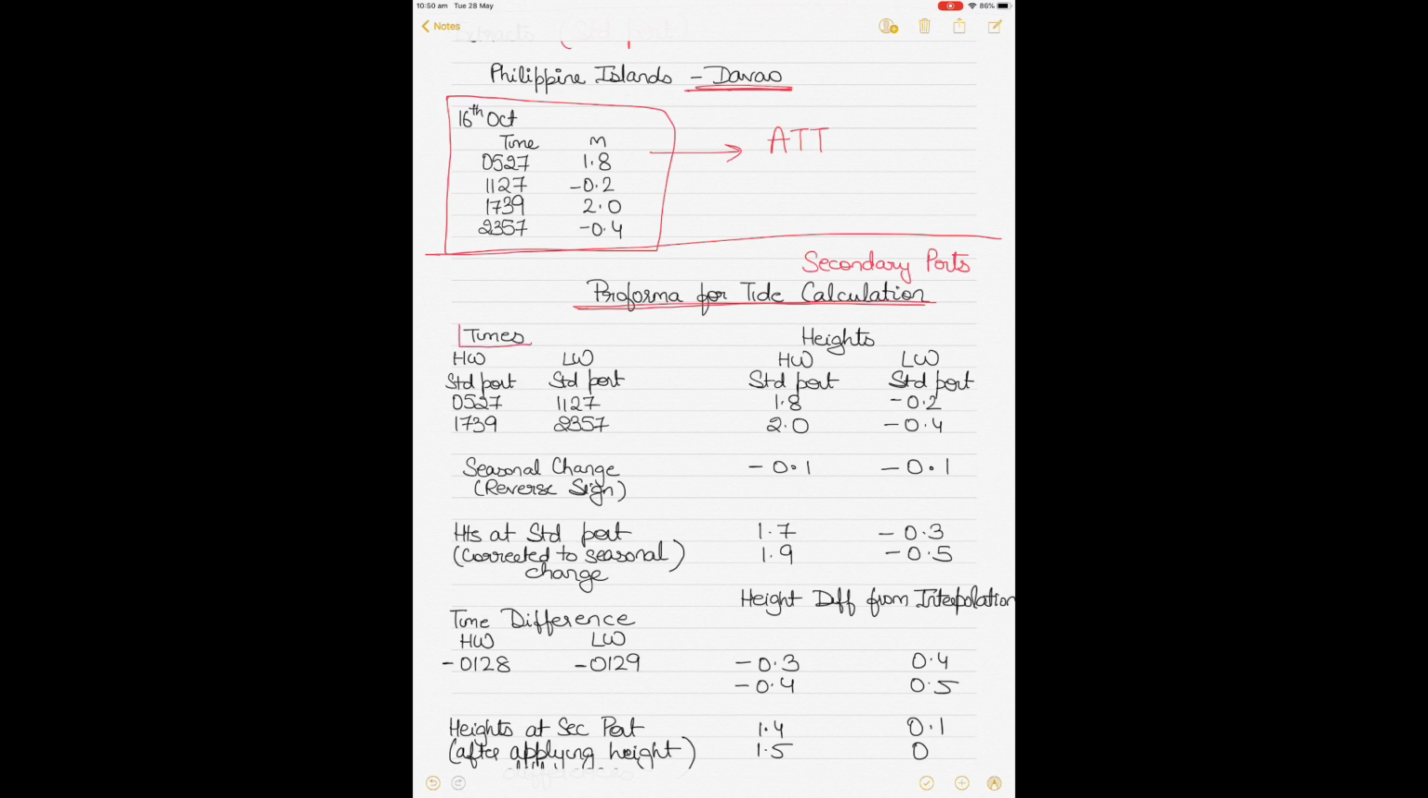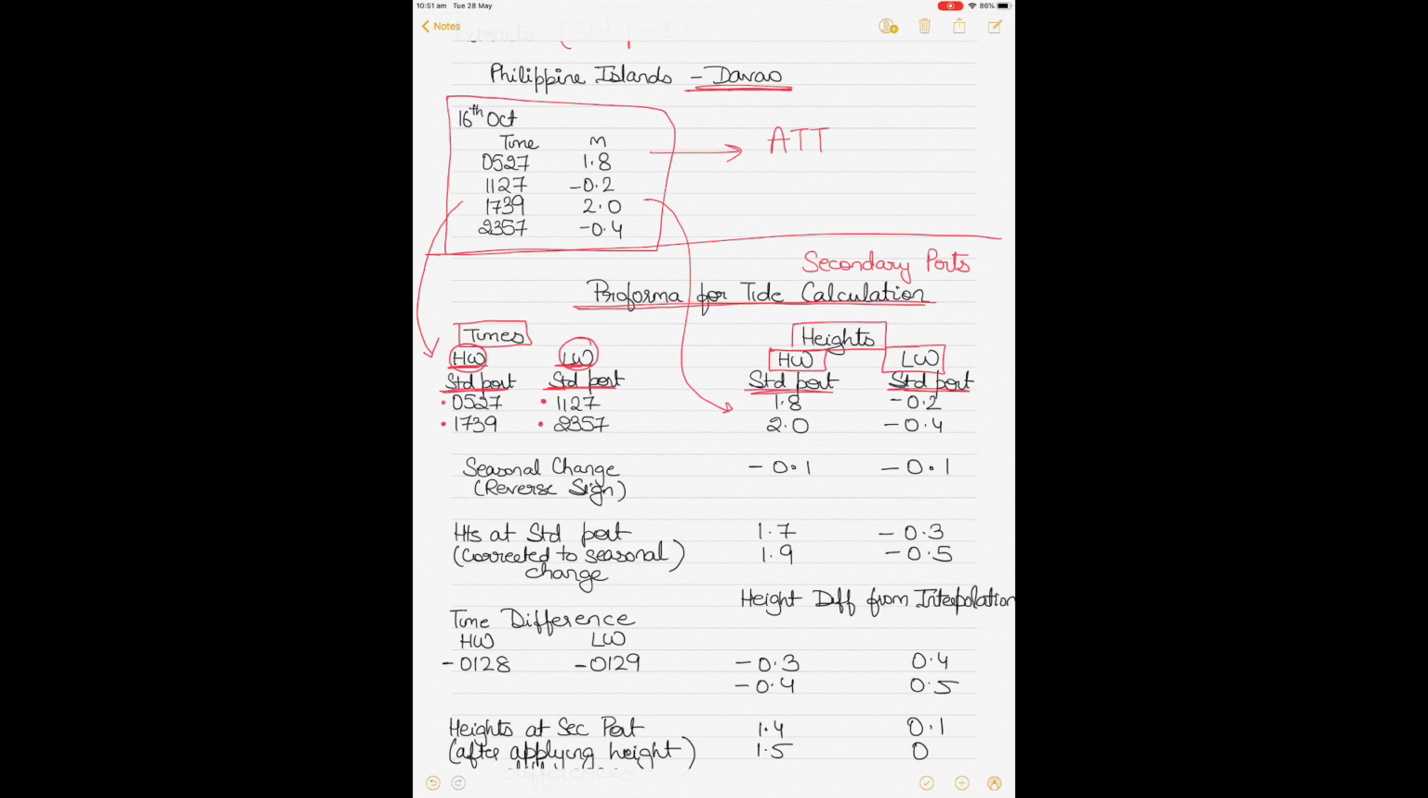So we'll first fill in the times of high water and low water for the standard port, because we'll be using those times as a reference time. So we obtain those extracts right from here. Alright, so the times as well as the height of high water and low water for standard port is extracted from here. You can see this is high water and this is low water in both the cases. So you can see the high water time as 0527 and 1739. The low water times are 1127 and 2357.